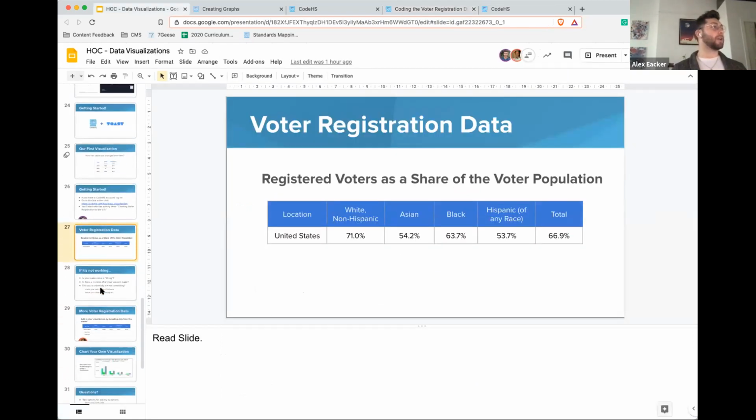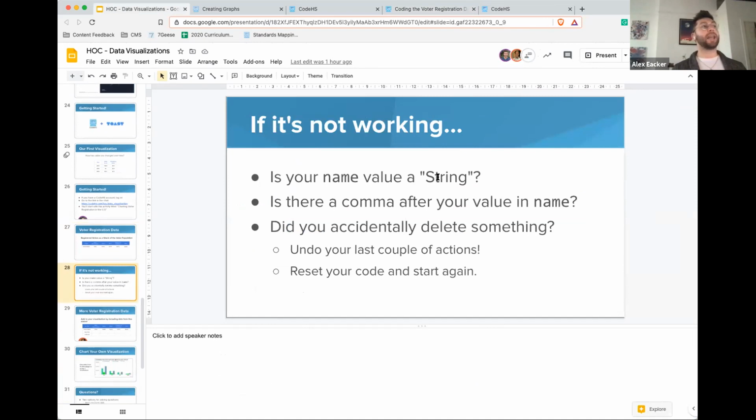And as a reminder, if it's not working, is the name value a string? Is there a comma after your name value? And did you accidentally delete something? So these are things to think about as you're working through your visualization.